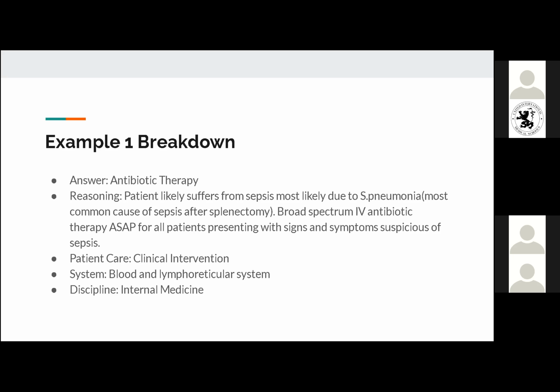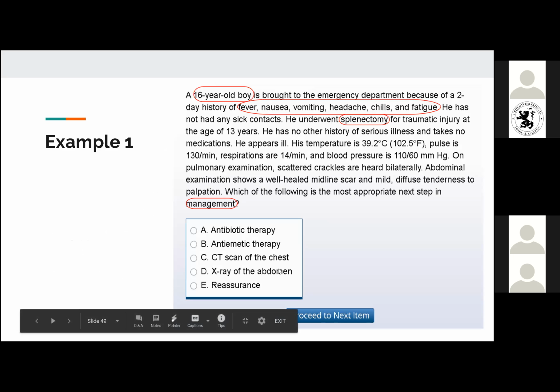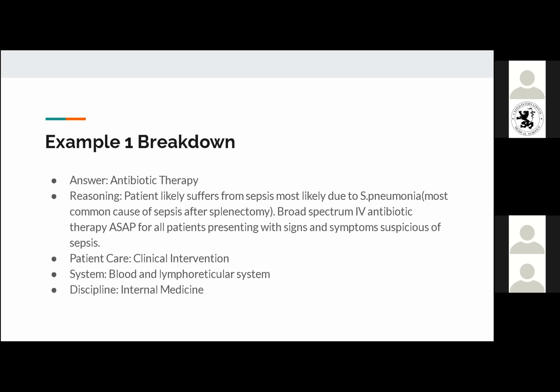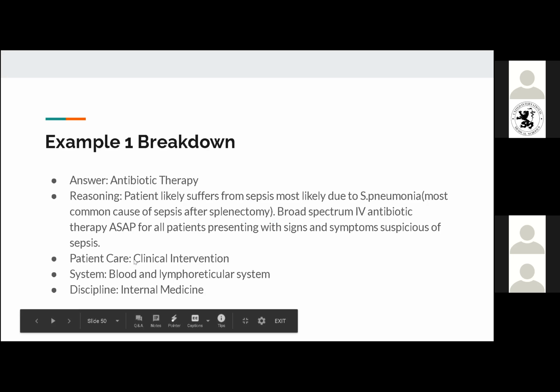So if a patient has a splenectomy and then has signs and symptoms of sepsis, you need to immediately start antibiotics prior to doing anything. So maybe you'll do a CT scan of the chest or an X-ray of the abdomen later, but immediately you need to start antibiotic therapy. This is a very common type of question on USMLE Step 2 CK, a question that assesses your ability to deal with patients immediately, to know what the best next step in management is. So this is testing you on your clinical interventions, patient care.